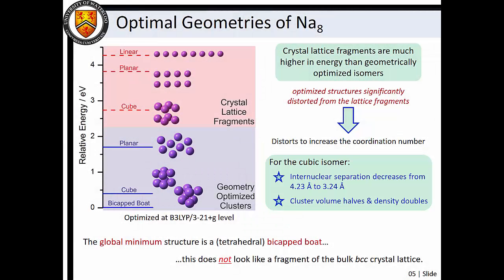Interestingly, the lowest energy isomer of sodium-8 turns out to be a bicapped boat structure that is based on a polytetrahedral growth mechanism. Such a crystal growth mechanism would yield a face-centered cubic crystal lattice and not the body-centered cubic structure of bulk sodium. This underscores two important considerations in cluster science.